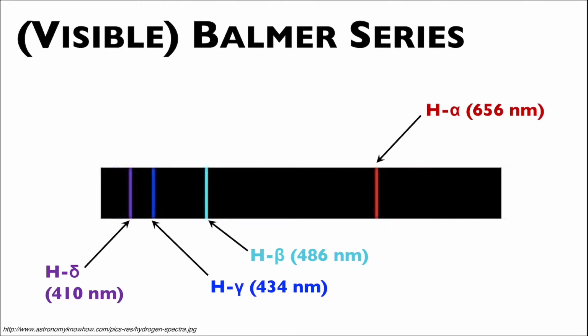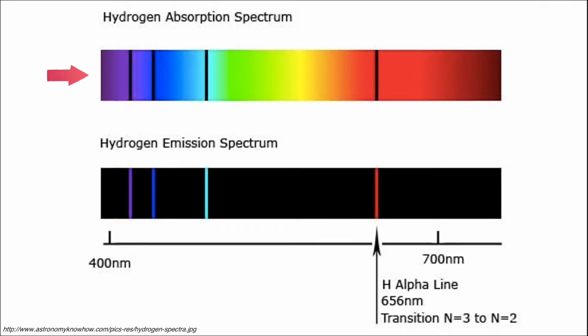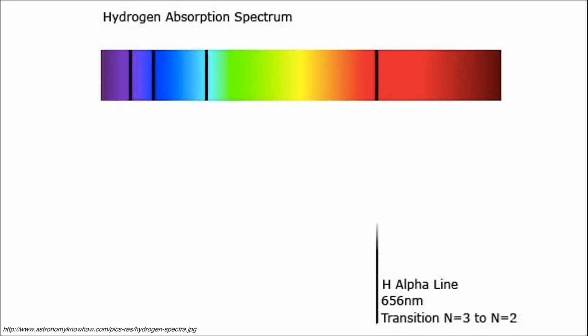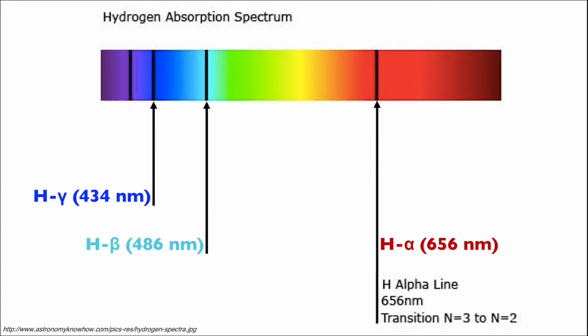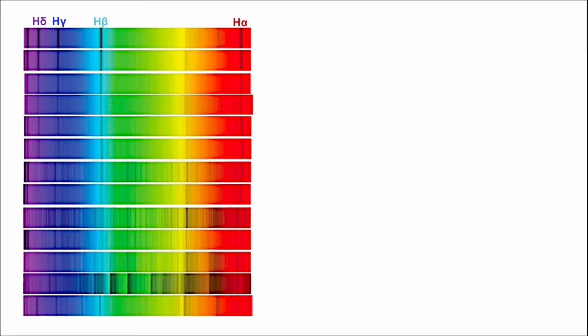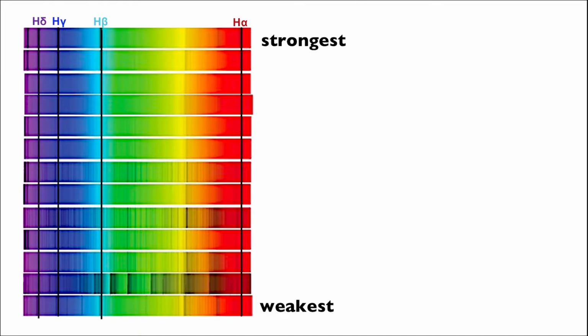Now, of course, there are more Balmer lines than the ones that we can see here, but these four are the ones that fall within the visible range, and these are the ones that we'll see in the absorption spectra of stars. Notice that the four gaps in the absorption spectrum perfectly match the four visible Balmer lines. Now, this is important because if we took the spectra of several different stars and lined them up in order of strongest to weakest Balmer lines, we would see them arranged in an order like this.